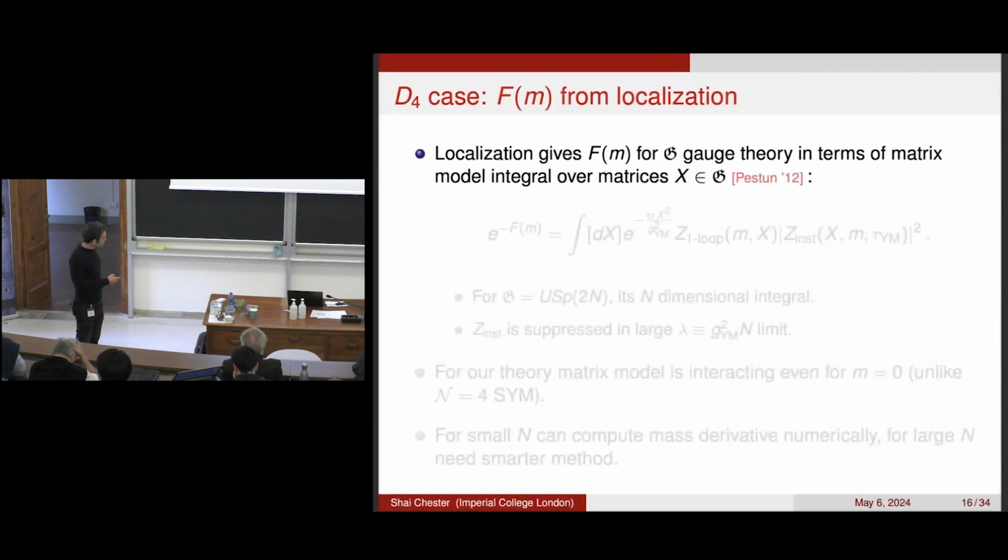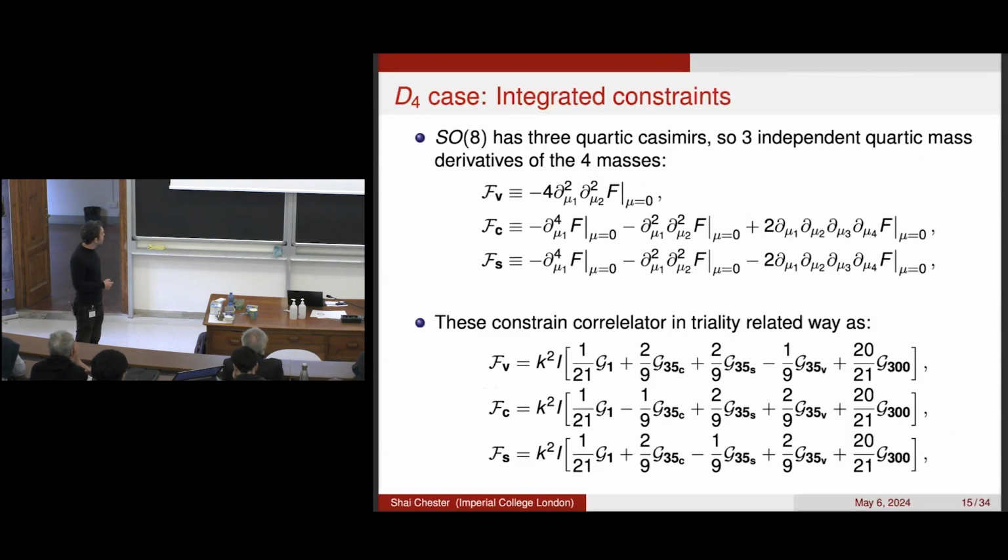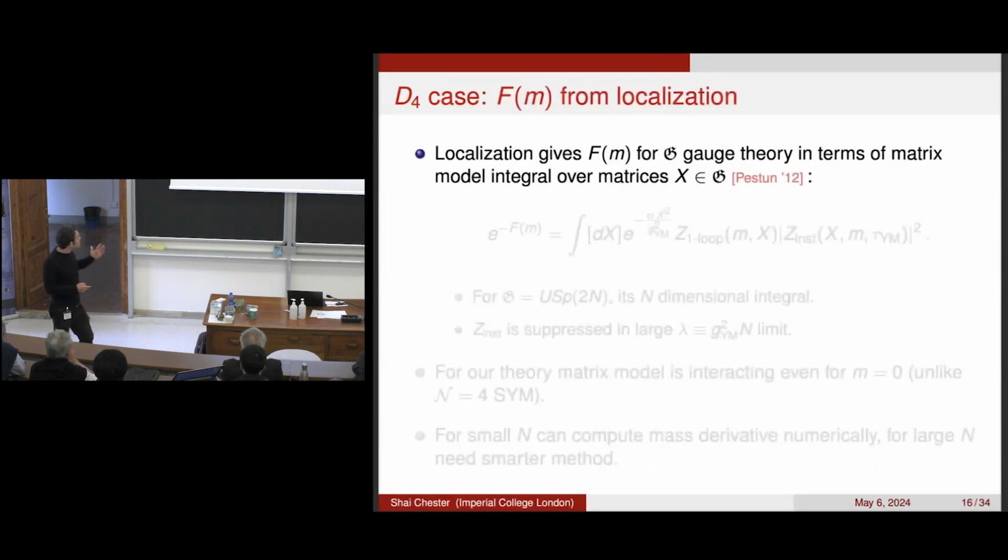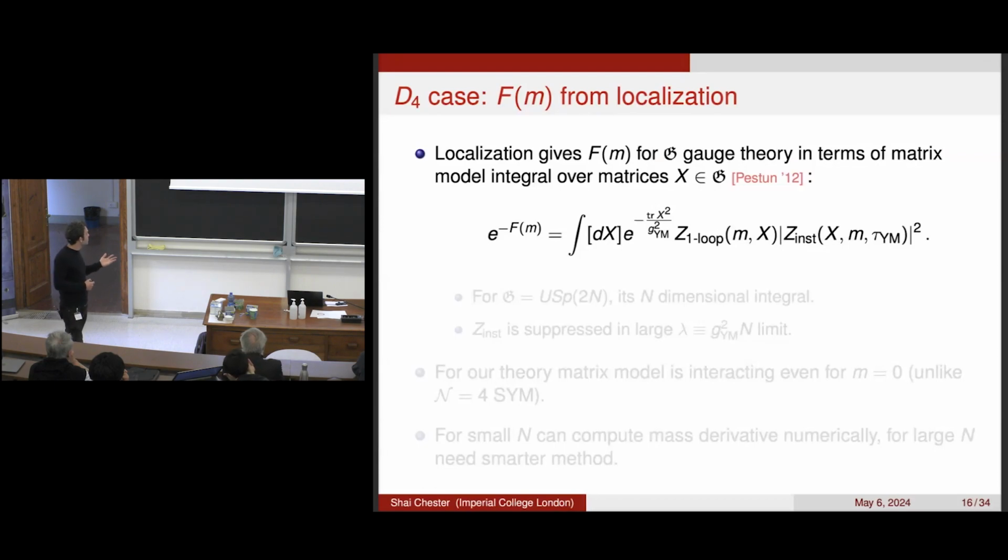In order to actually learn something from this relation, though, we need to be able to compute the mass derivatives of this free energy. Otherwise, we would just be relating an integral to something we don't know. But the point is that we do know how to compute the derivatives of the free energy. It was taught to us by Pestun 10 years ago that if you have enough supersymmetry and if you have a Lagrangian, then you can simplify the path integral of the free energy in terms of a matrix model integral, which takes the following form.